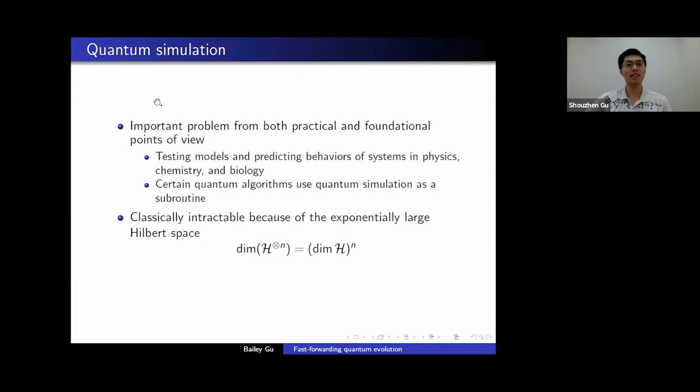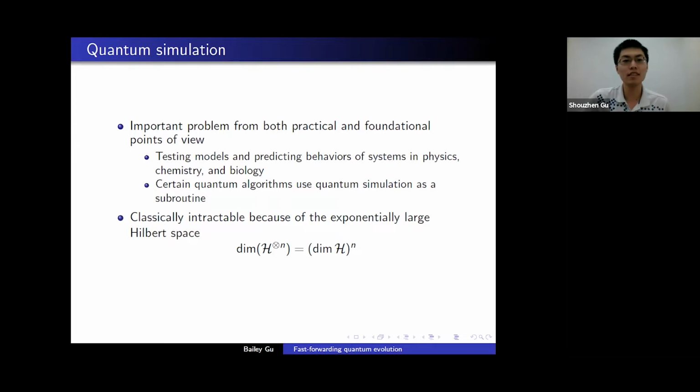Yeah, so the work is on quantum simulation. And quantum simulation is an important problem from both practical and foundational points of view. On the practical side, it's important to be able to test different models and to predict behaviors of different systems in physics, chemistry, or biology without actually having to build the system itself. And quantum simulation is also a potential application of near-term devices, which people are interested in.